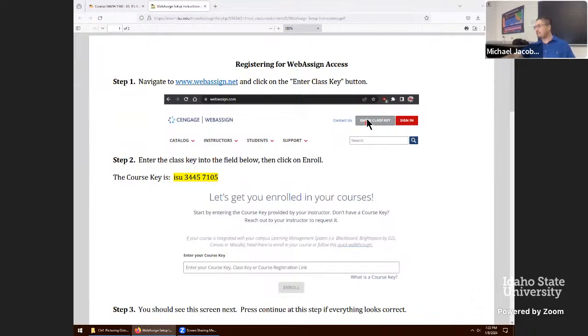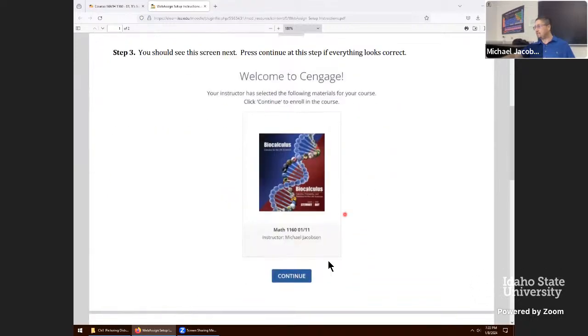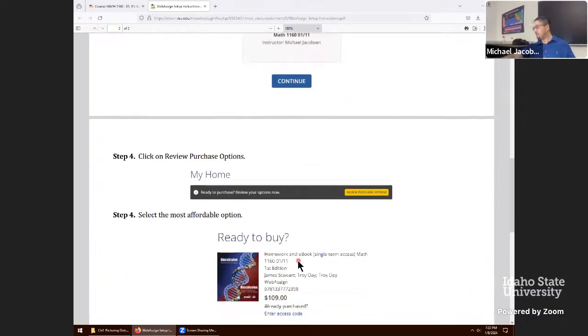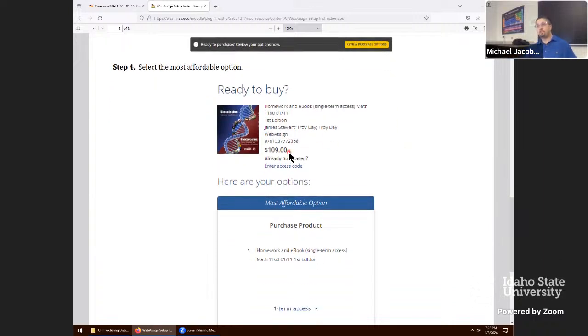So go to the website, click on class key, throw that inside there. That's about where we ended up. It'll show you this to click continue on. After that, it's going to say review purchase options. In other words, they want their money at some point. It costs $109 for the online textbook and the homework system altogether.